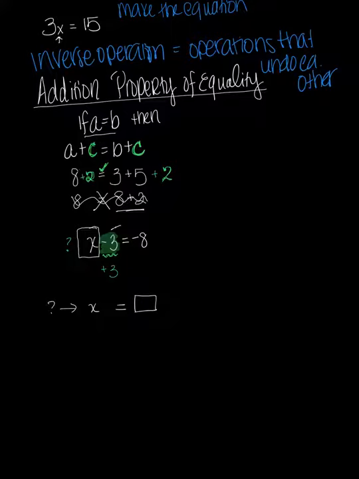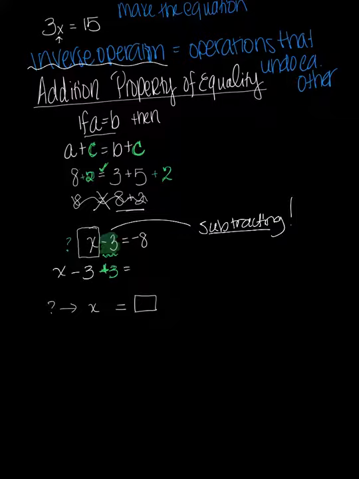And since I'm subtracting, I want to look at the inverse operation of subtraction. What is its opposite? Well, the opposite of subtraction is addition. So I'm going to end up adding 3. So x minus 3 plus 3 equals negative 8. But according to this property, what I do to one side, I have to do to the other. So I have to add 3 here too. Let's see what I get.